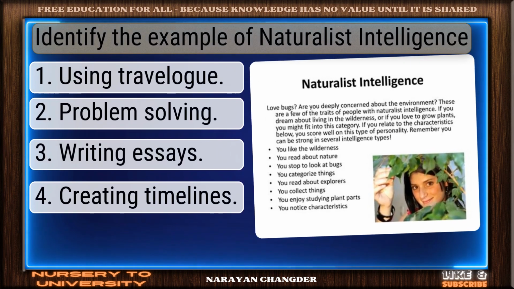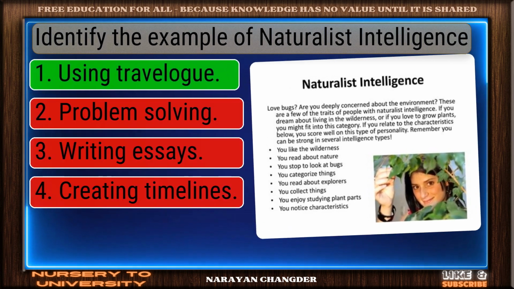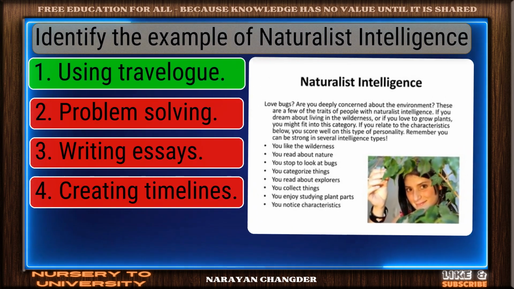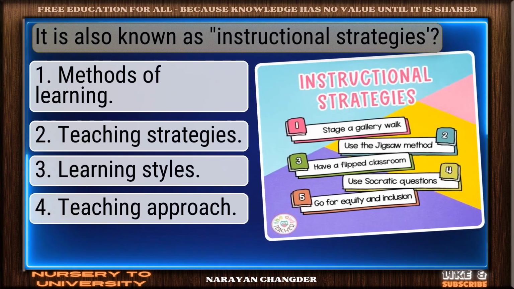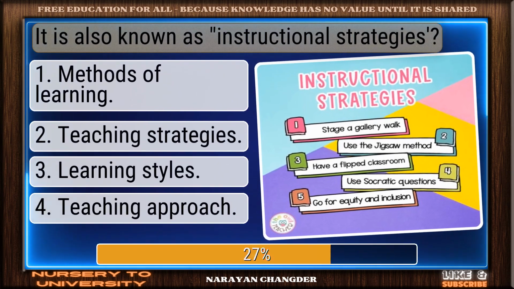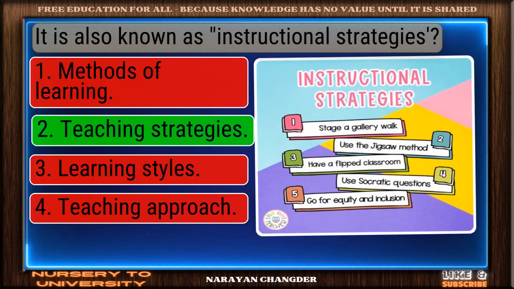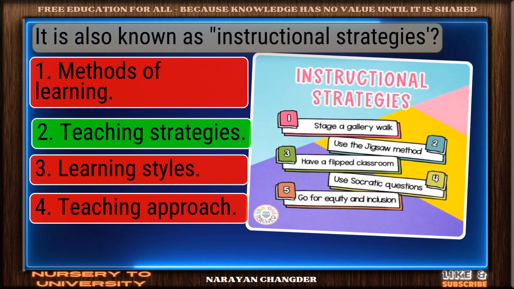Identify the example of naturalist intelligence. You're right. Using Travelogue is the correct answer. It is also known as instructional strategies. Smart move. Teaching strategies is an accurate answer.